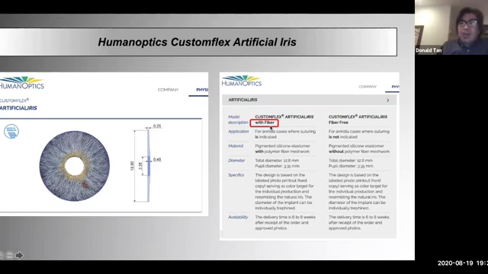It comes in two different colors, basically blue or brown, but they do have a custom version where you can take a photograph of the patient's other eye, send it to the company in Germany, and they will reproduce the color. But I've been just using the brown one, which is pretty standard, and that's fine. It's made of silicone, and it's suturable, and it's slightly floppy, but it's not like the normal iris. So this is for suturing.